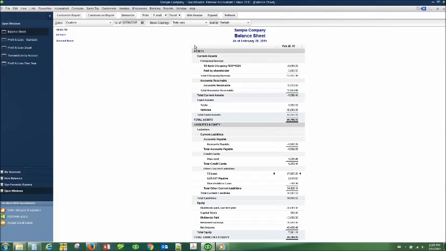But basically, when you're looking at it, you want to look at your assets. What do I own? And most people specifically look at these: what's in your bank and what's in accounts receivable, and what do I owe? So how much money do I actually have to pay out?